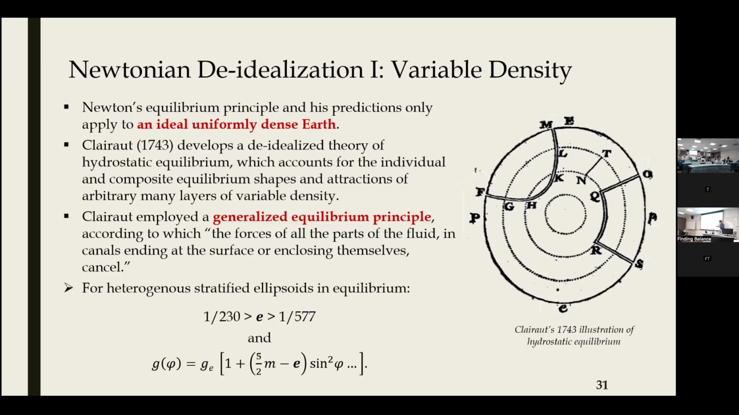On Clairaut's theory, the ellipticity is no longer a unique value as per Newton, but it's bound within an interval of values. And this is Clairaut's famous theorem that characterizes how gravity varies as a function of latitude, effective gravity. So m is just an empirical parameter, that is the ratio of centrifugal force to gravity at the equator. e is the ellipticity that we're trying to determine, and sine squared, just as in Newton's case, gives you the elliptic shape of that surface. Okay.